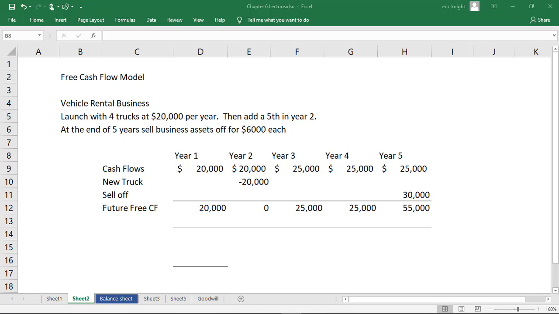We figure we can sell the trucks at $6,000 a piece. So that's going to bring in an additional $30,000. So we see our future free cash flows coming in year 1, $20,000, in year 2, 0, because we're bringing in money, but we're also using it. And then it will remain constant at 25 until we get to year 5, where we bring in more cash from selling off the trucks.